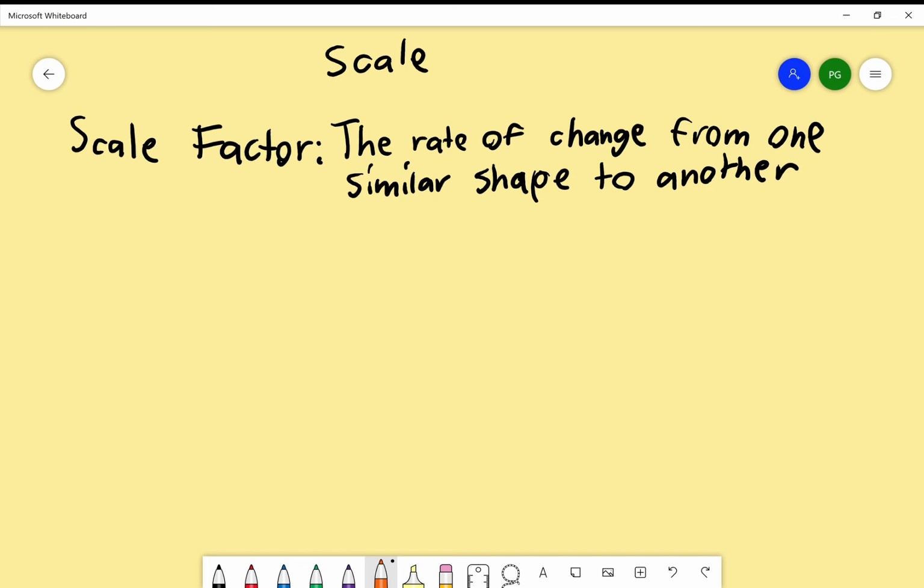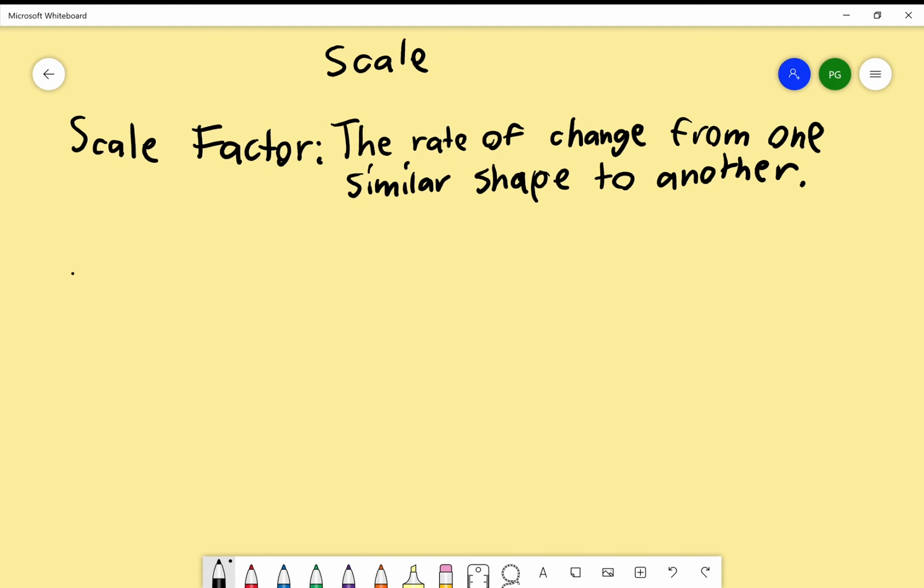Ladies and gentlemen, welcome to your fourth and final video on scale factors. Now the scale factor is the rate of change from one similar shape to another one. Okay, so in the previous video we looked at going from a smaller shape to a bigger shape. Now we're going to look at the opposite, going from a bigger shape to a smaller shape.